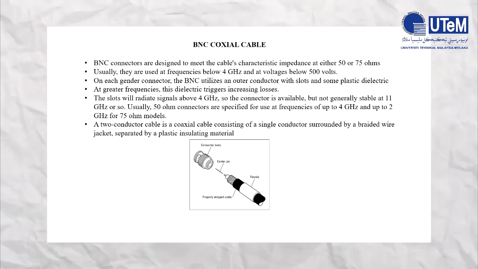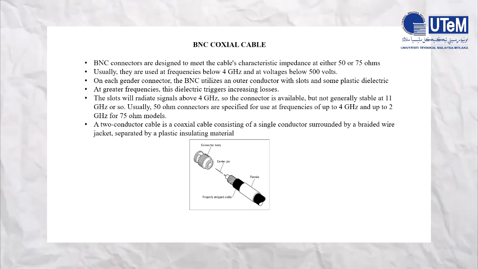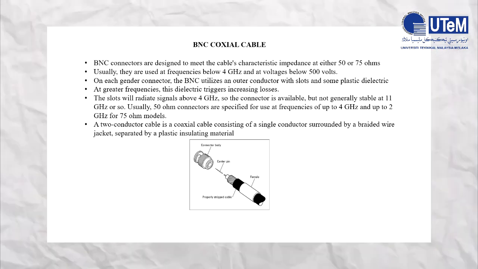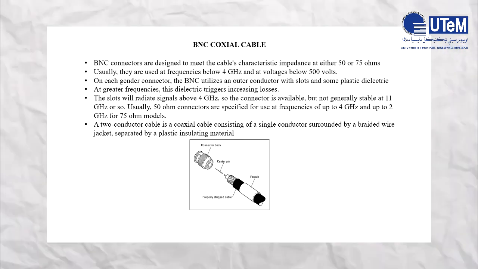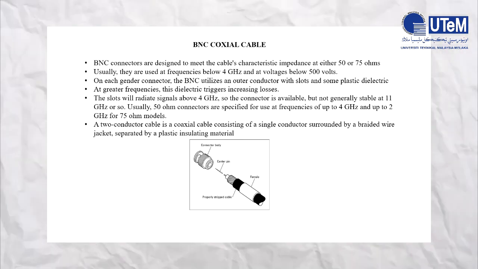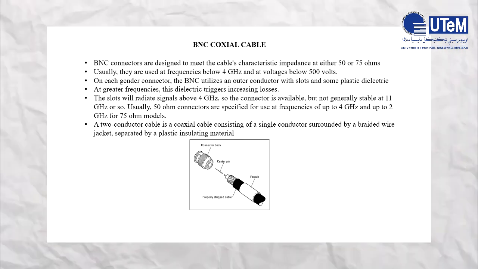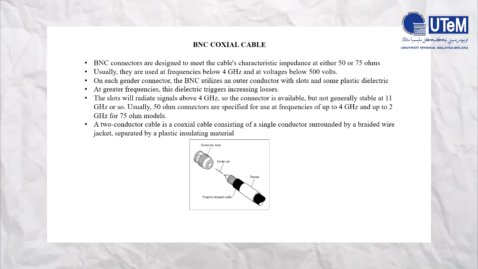And lastly, the connector cable is a coaxial cable consisting of a signal conductor surrounded by a braided wire jacket and separated by a plastic insulating material.